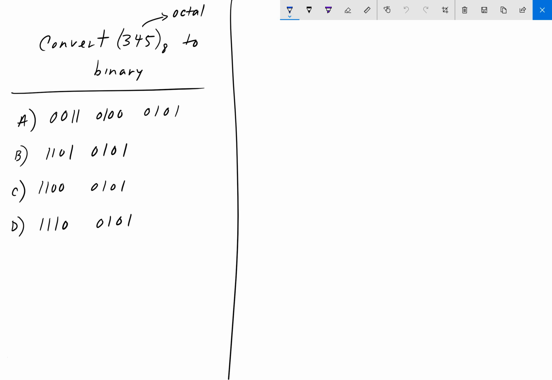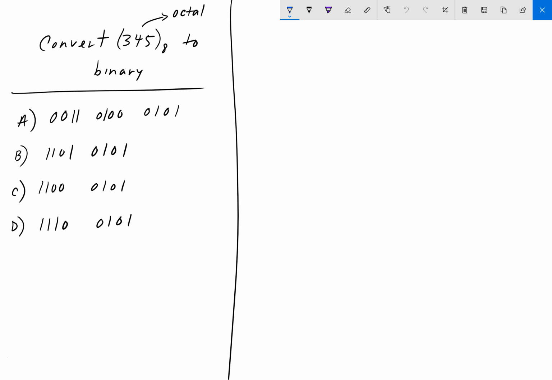For this next problem, we are asked to convert 345 octal to binary. And we're given four choices here. It's a multiple choice question. So pause the video, try to solve it on your own, and we'll go over it in a bit.